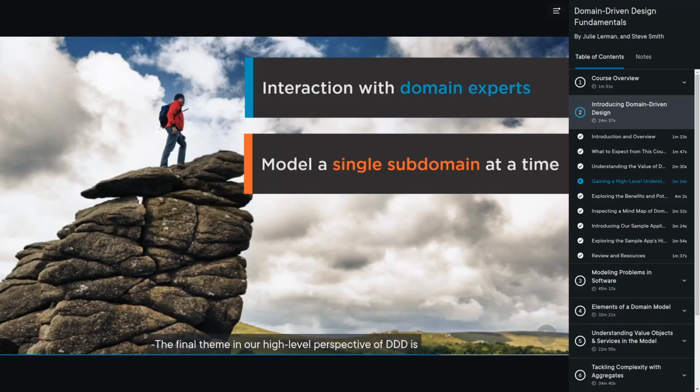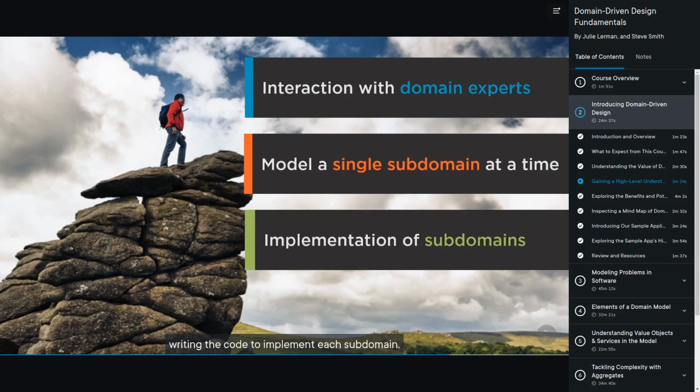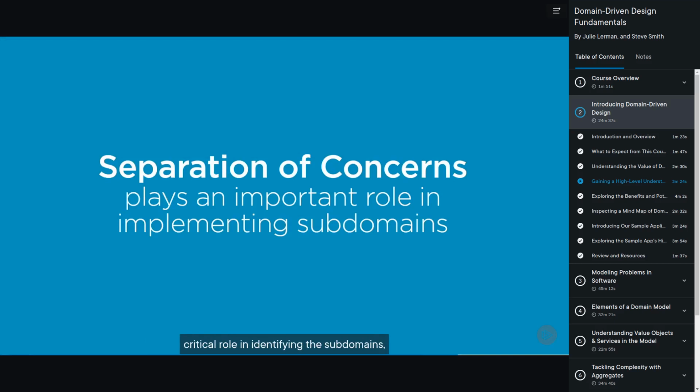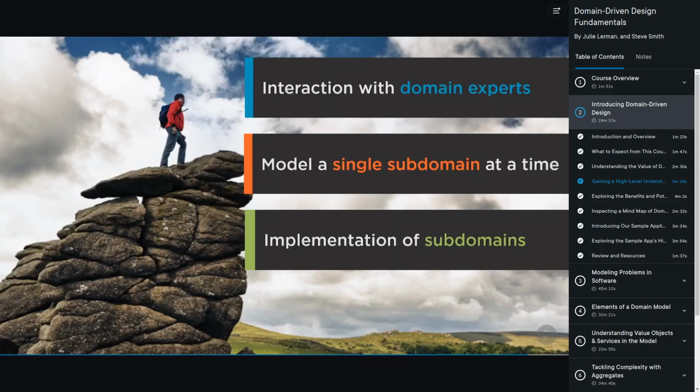The final theme in our high-level perspective of DDD is writing the code to implement each subdomain. The principle of separation of concerns not only plays a critical role in identifying the subdomains, but within each subdomain we use it as well. Many applications spread the domain logic between the persistence layer and the user interface, making it much more difficult to test and to keep all of the business logic consistent. DDD applies separation of concerns to help steer you clear of this problem by focusing on the domain and not on details like how to persist data into a database or how to connect to a service in a cloud. Those become implementation details that you can worry about separately. While implementing these subdomains, the focus is on the problems of the subdomain you are trying to solve with your software. You don't get bogged down worrying about infrastructure concerns.